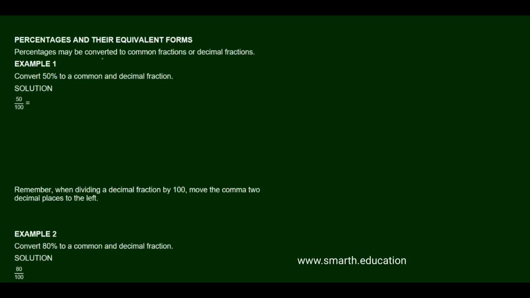Percentages may be converted to common fractions or decimal fractions. Right, let's look at these examples. 50%. 50% means 50 over 100. We've discussed that. So this is 50 over 100 as a common fraction. We said it is 1 over 2. Okay, but what is it as a decimal fraction? Remember, dividing by 100 is very easy. You just move the comma 2 places to the left.